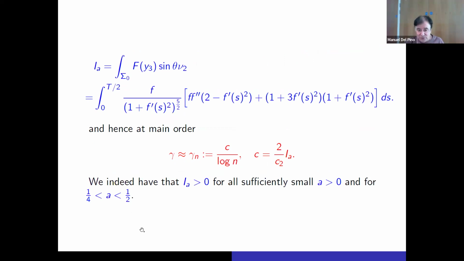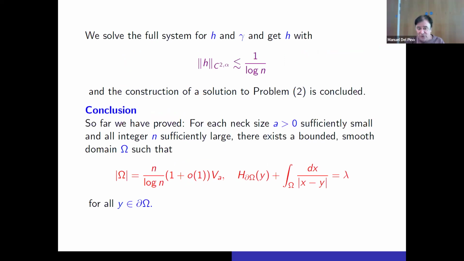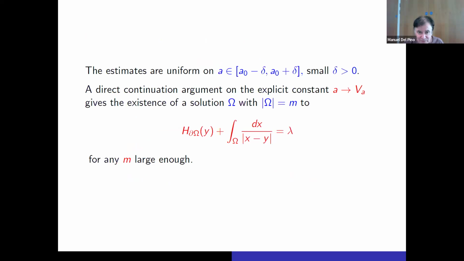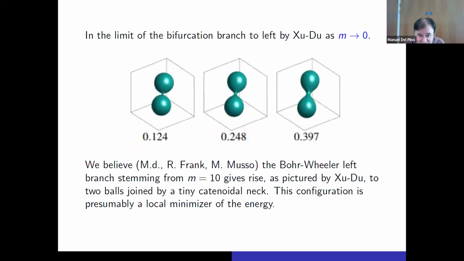After this is proven, we actually use a continuity argument in order to find the final result, which is the existence, for any sufficiently large volume, of a solution as stated here. This is how this proof goes. Here I more or less give you the argument formally, but maybe let me make a very light comment, okay? To conclude.